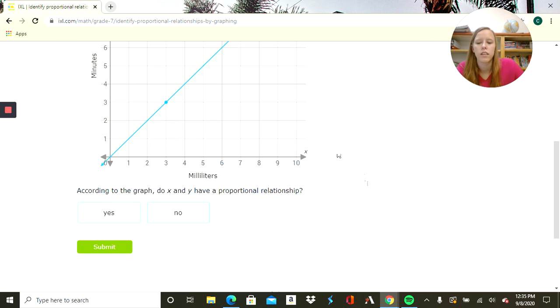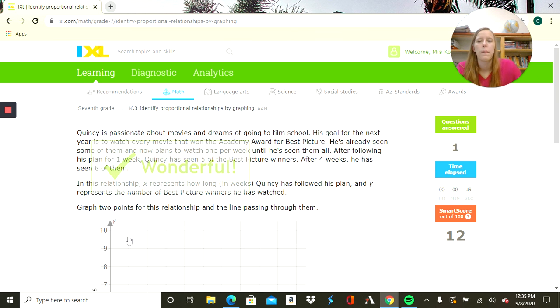So then it's going to ask, according to the graph, do X and Y have a proportional relationship? Well, it's a straight line. It's going through the origin, so yes. That's all you're doing for your assignment today. Okay, any questions, let me know.